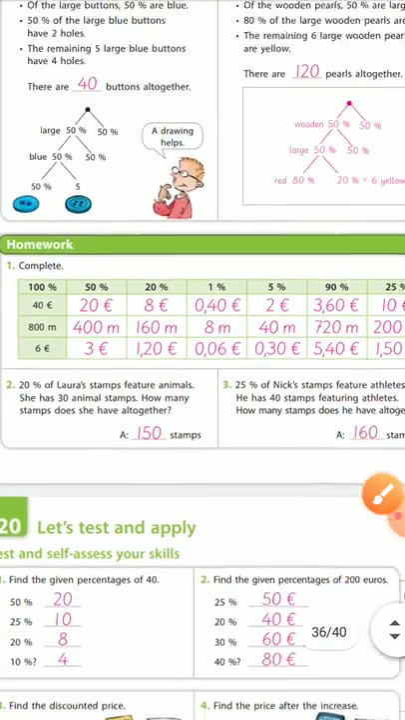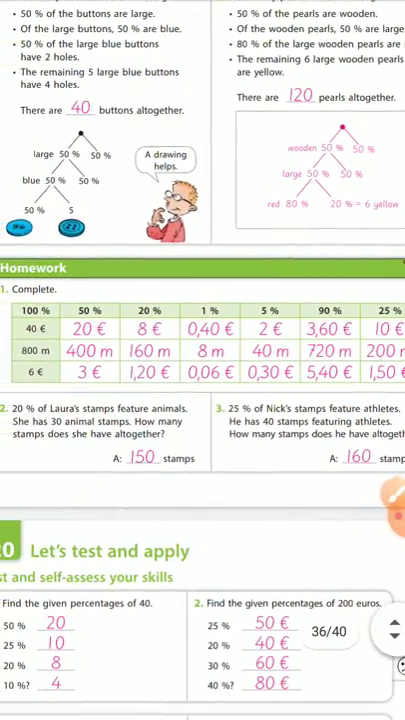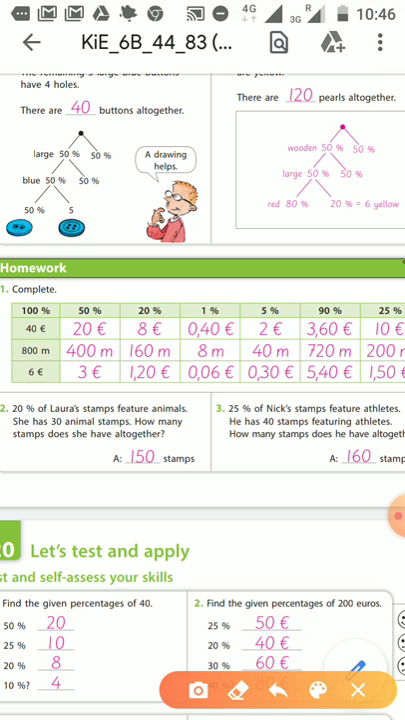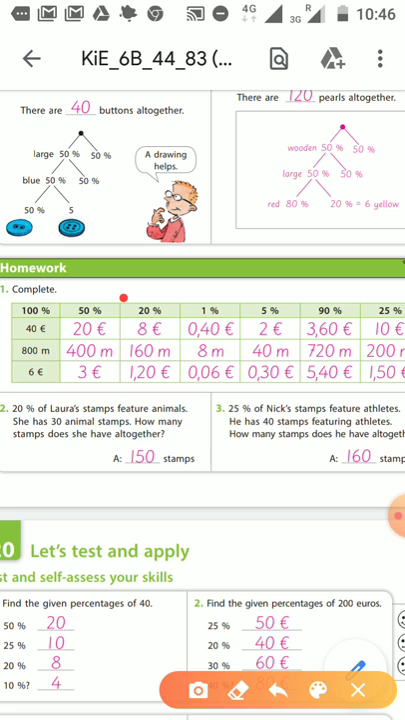Finally, the homework exercise is there just to recap really. So you just work out percentages of these amounts on here. Those are the answers if you need to see for later on and check as well.